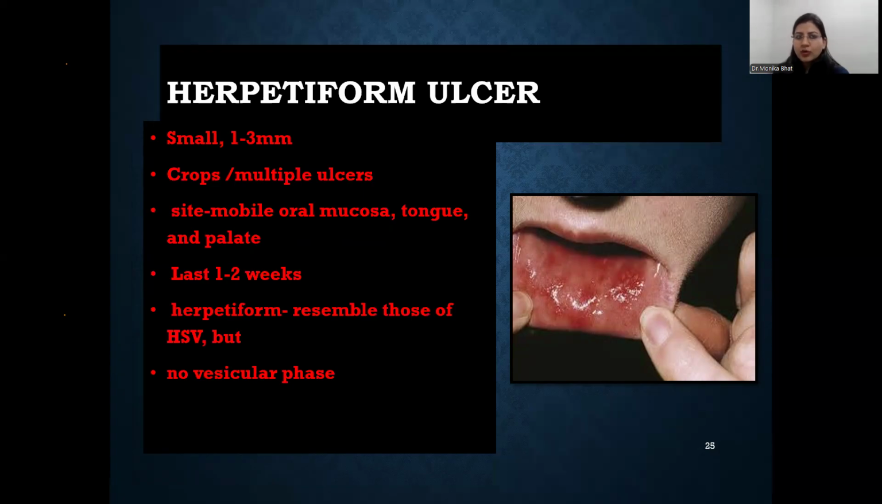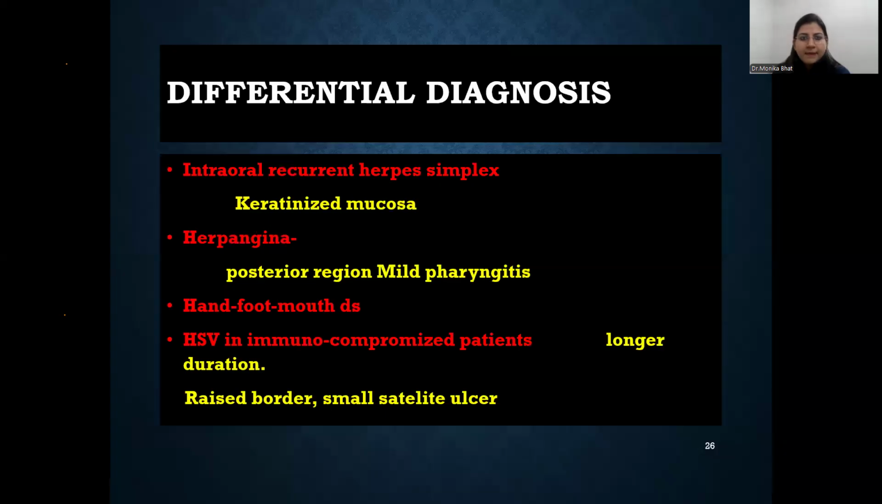This is called herpetic form because it resembles the lesions seen in HSV patients. The differential can be intraoral recurrent herpes simplex, which occurs in the keratinized mucosa; pangina, which is mostly seen in the posterior palatal region; hand, foot, mouth disease; and HSV in immunocompromised patients.